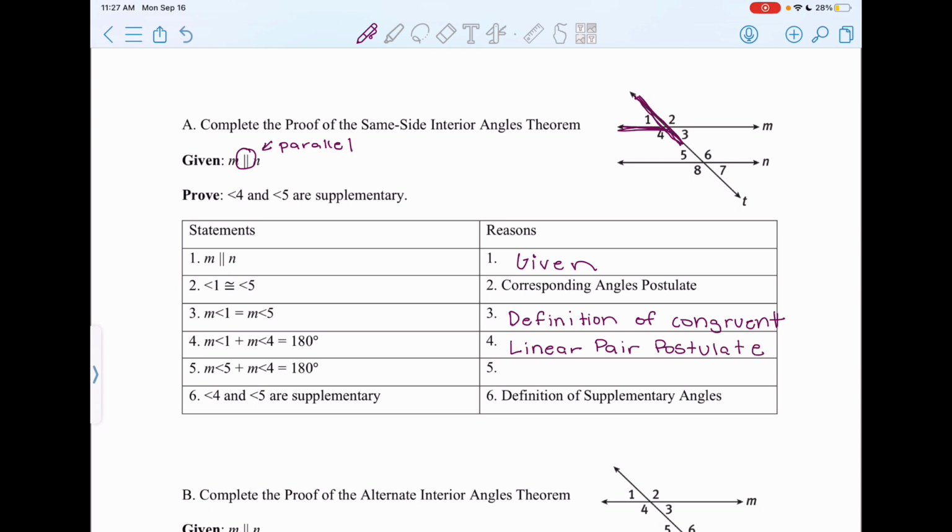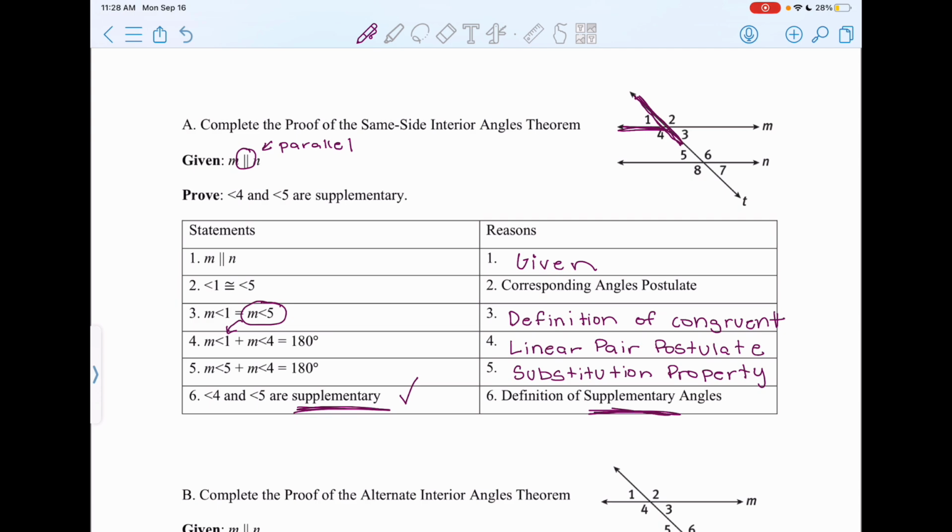Now, in statement 3, we said that the measure of angle 1 equals the measure of angle 5. So what I can do is I can plug in the measure of angle 5 in for the measure of angle 1, since those are the same. That's the substitution property. And since angle 5 and angle 4 add up to 180 degrees, that must mean that angles 4 and 5 are supplementary by the definition of supplementary. And there we've proved that same side interior angles are supplementary.